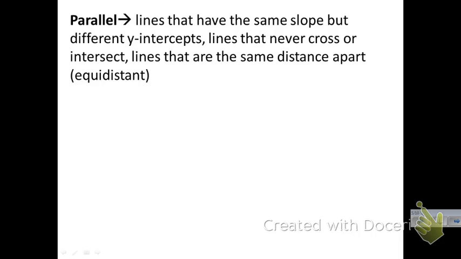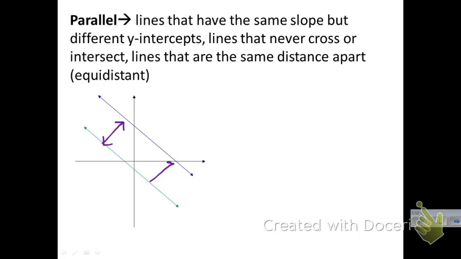Parallel lines have the same slope but different y-intercepts. They're also lines that never cross or intersect, and they're lines that are the same distance apart. We will be doing this later, but we're going to find the distance between those two lines, and at any point that distance will be the same.